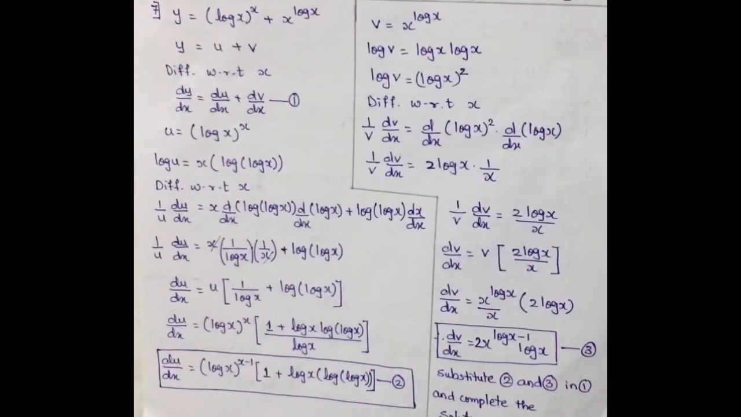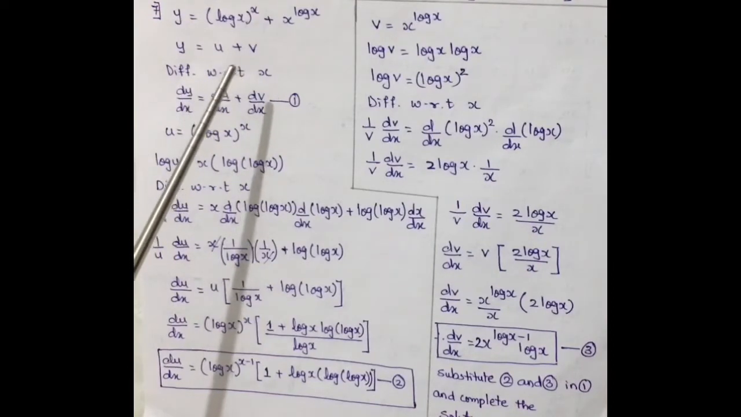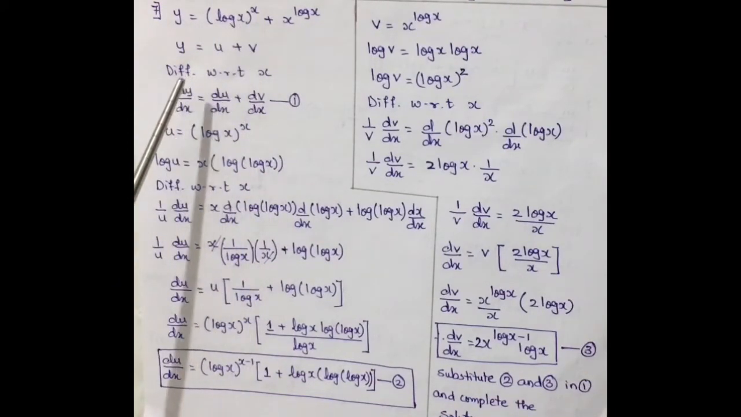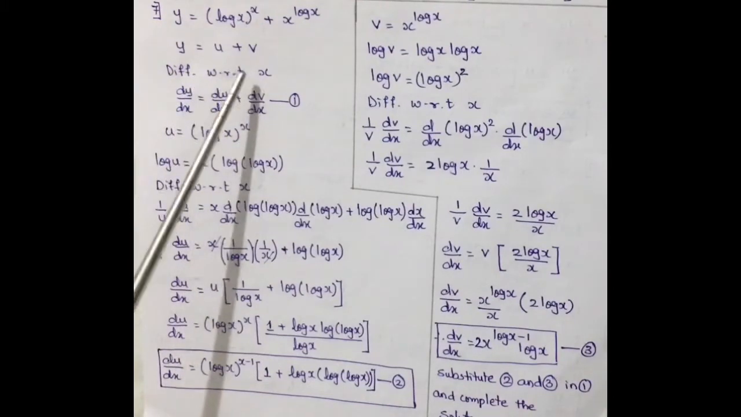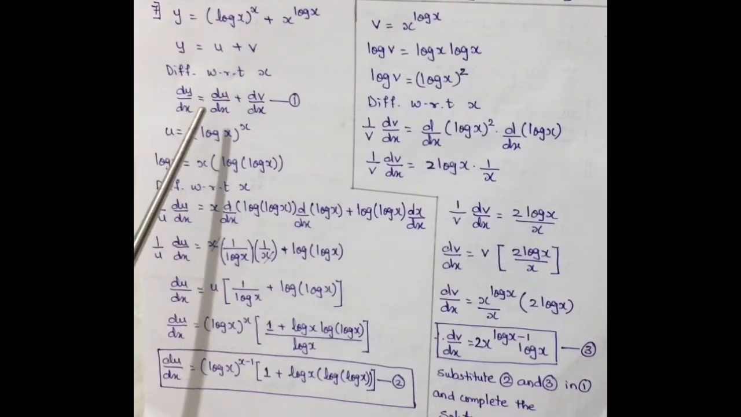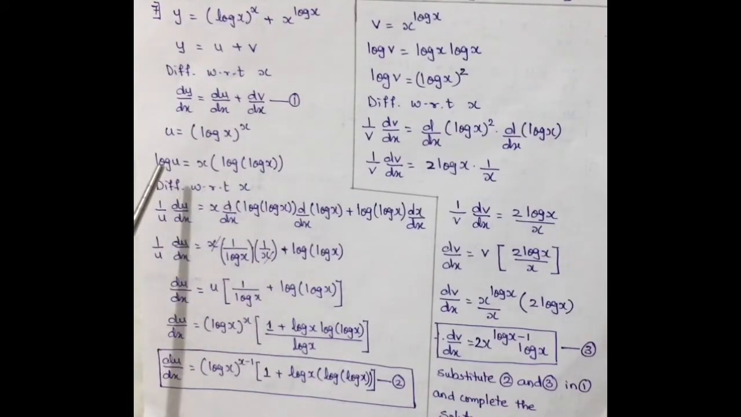Example number 7, it is same as example 6. Here also two functions are added and it is given y is equal to log x raised to the power x plus x raised to the power log x. Both these terms are added and the variable is in the power. So we will be taking y is equal to u plus v form. Differentiating this statement with respect to x, we will get dy by dx is equal to du by dx plus dv by dx. We'll mark this statement as 1.